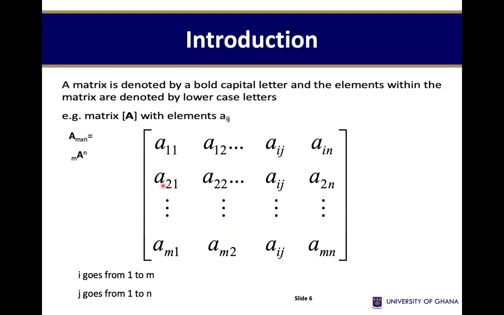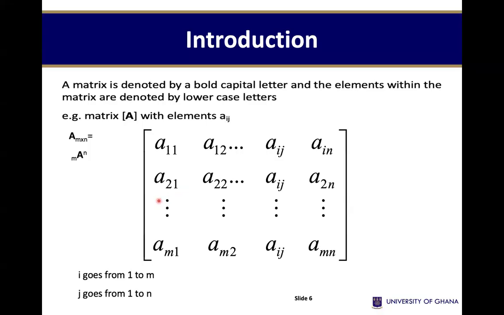Similarly, if I come to the second row, I'm going to have A2j. What is maintained is the 2, which is the i, the number of rows, or the row number. And what is going to change is the j, which is the columns. So first column is 1, second column is 2, if there's a third column, and so on, all the way to the nth column.